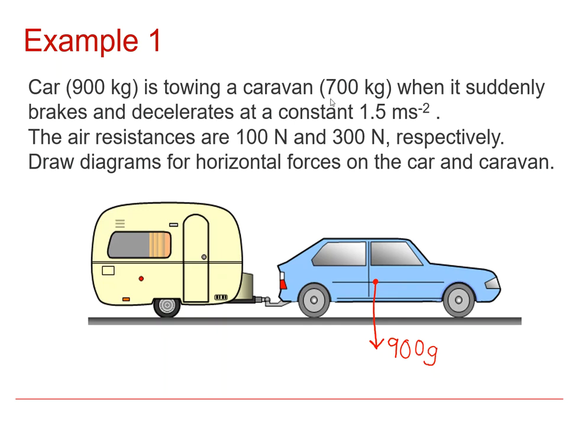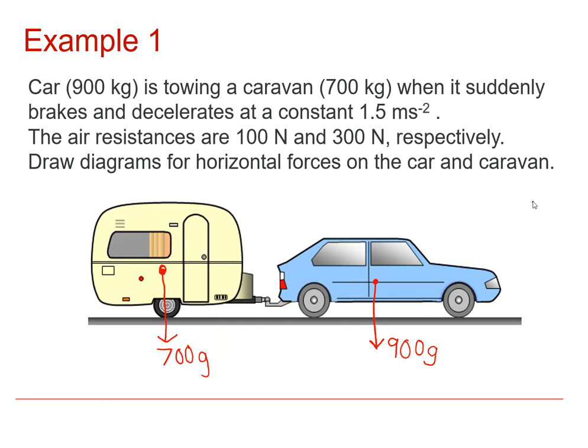It's towing a caravan, and the caravan has a mass of 700 kilograms. So we can draw that there on the caravan. That's 700 times g is the caravan's weight. And then it says it suddenly brakes and decelerates at a constant 1.5 meters per second squared.